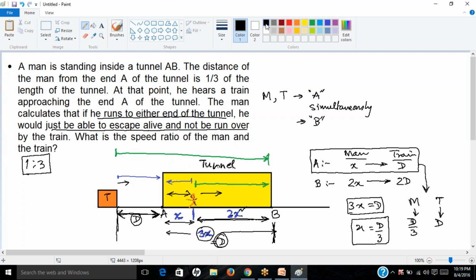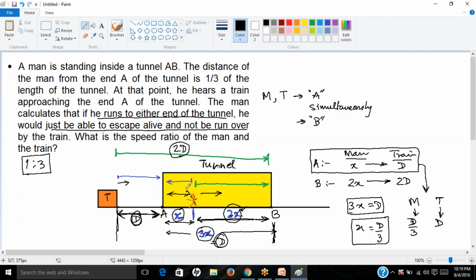So now what is the logic here? My logic is very simple. If the man travels x, the train travels d. Both are unknowns. I am not bothered with how many unknowns I am looking at. I am just looking conceptually. So if the man travels x, the train travels d. So if the man travels 2x, the train must travel 2d.